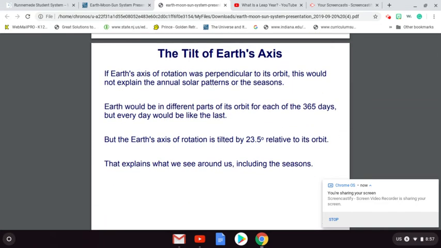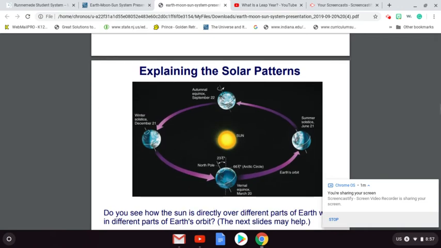You also need to understand, and which I think you already do, that the Earth is tilted on a 23.5 degree tilt as it's rotating, and that's what causes our seasons. That 23.5 degree tilt creates our seasons. Let's look at this picture here. So this is the sun and this is the Earth.